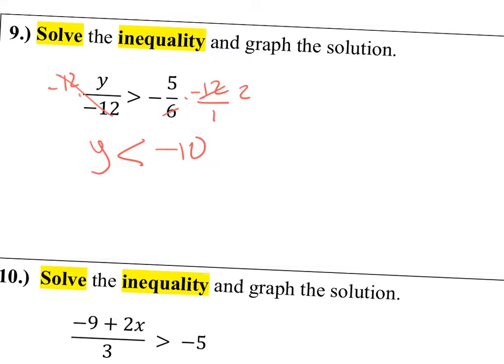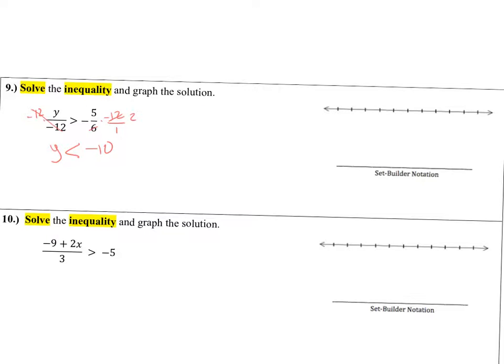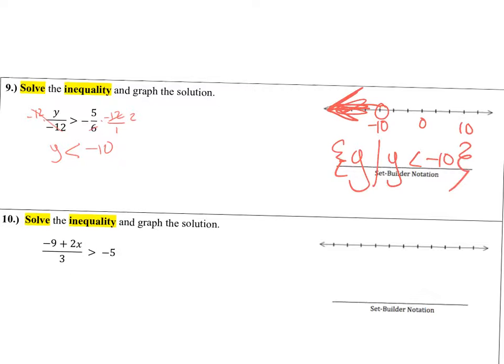And then when you go to graph it, it's going to be an open circle on negative 10. And if this is 0 and this is 10, open circle shaded to the left. Set builder, x, or actually y, because it's not x, so y such that y is less than negative 10.